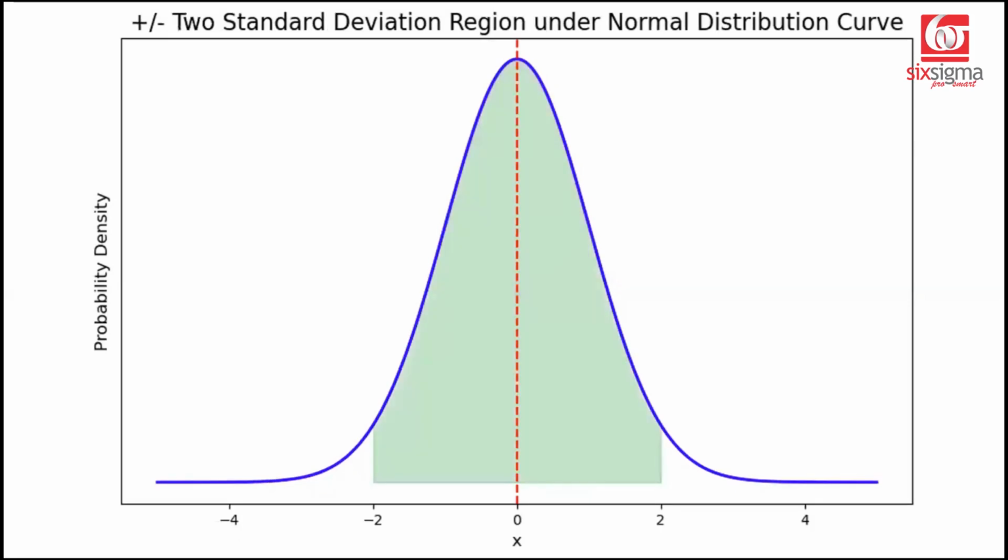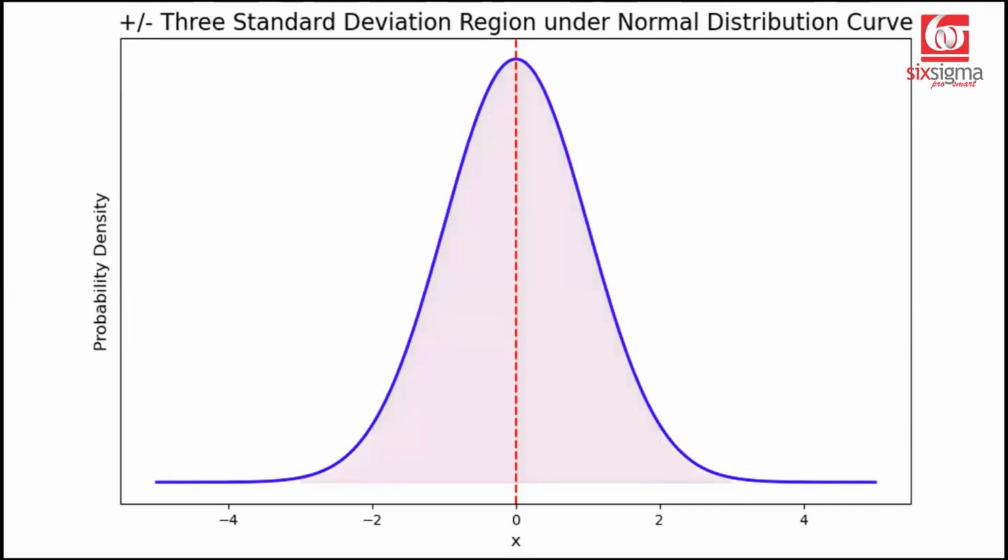Similarly, if you move plus minus 2 standard deviations away from the mean, you'd be covering 95.46% area under the curve. And if you move plus minus 3 standard deviations away, this is 99.73% of the area under the curve. You can see there's very little white space left here. So it's almost covering the entire region.